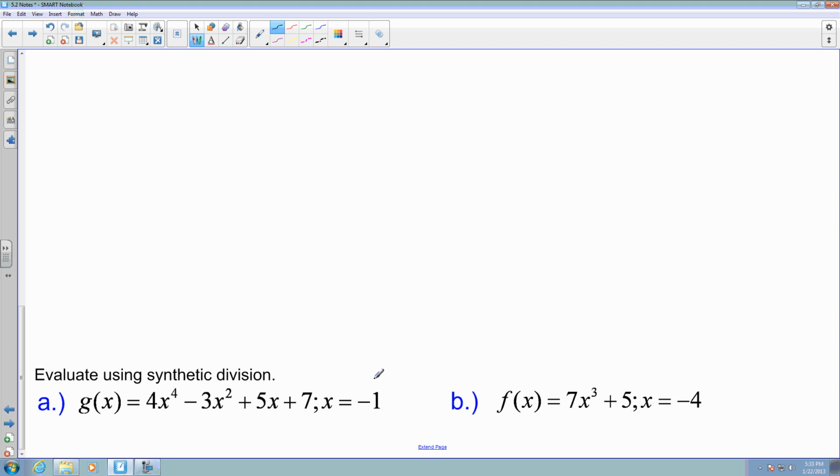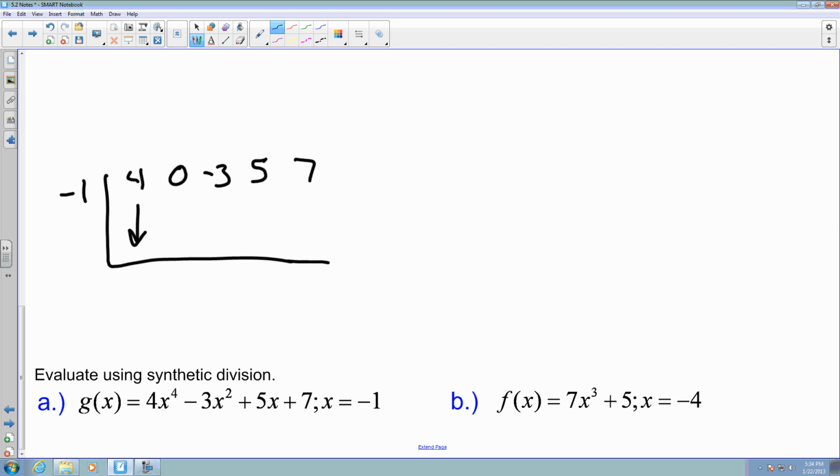I have example A here. They want to use synthetic division. So I have g of x equals 4x to the fourth minus 3x squared plus 5x plus 7. x equals -1. It's in standard form. We're good at this point. So I'm going to make my little half box here. So I have -1. And leading coefficient here will be 4. I don't have an x to the third, so I'm just going to write 0 in as my coefficient. Then I got -3. I have 5, and then I have 7.